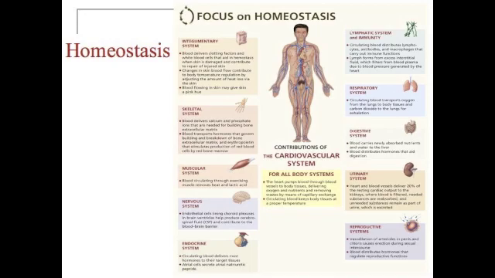So this focus on homeostasis is on page 841 in your textbook. It shows the contributions of the cardiovascular system for all body systems. The heart pumps blood through blood vessels to body tissues, delivering oxygen and nutrients and removing waste by means of capillary exchange. And circulating blood keeps body tissues at a proper temperature. So I'll let you go through this on your own time and read about how the cardiovascular system helps to contribute to homeostasis in all of the other body systems.